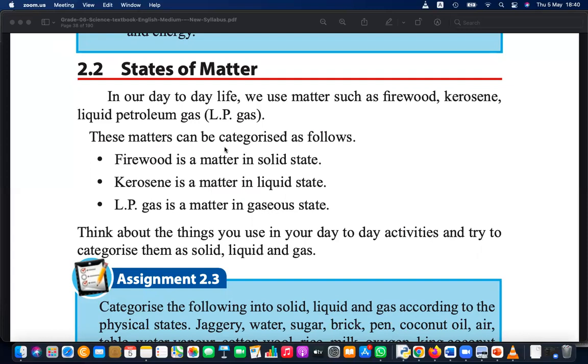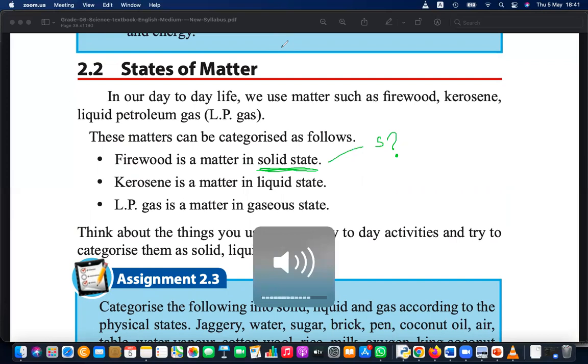So what are they? Solids. What are the properties we can see in solids? Can you remember? Is it occupying space? Is it taking any space? Solid things.